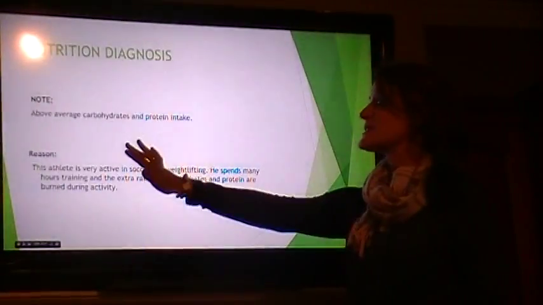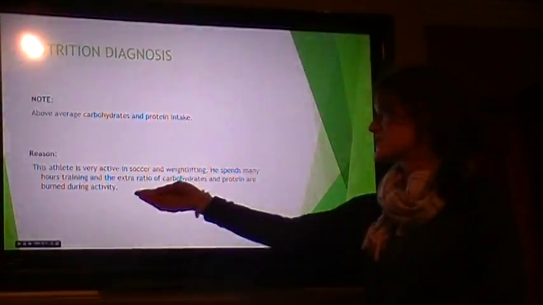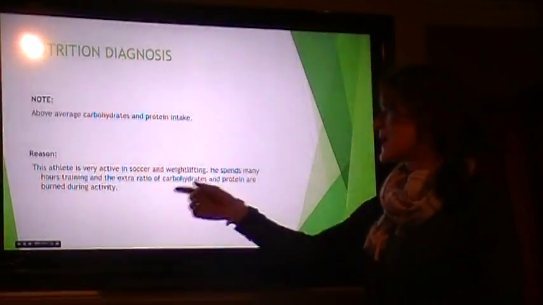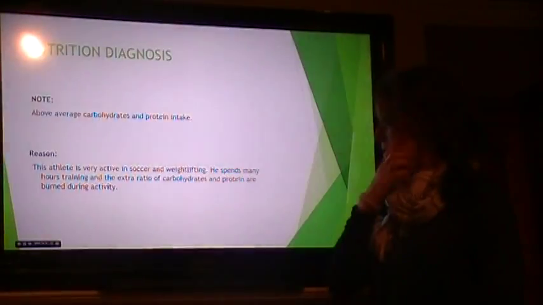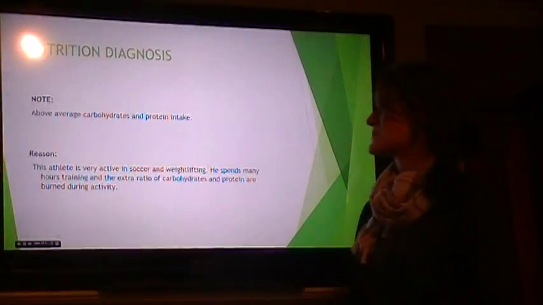One note is he was higher than the average on carbohydrates and protein intake, but this is due to his active lifestyle in soccer and weightlifting. And he spends so many hours in the extra activities that I'm not concerned with the extra ratio of carbs and protein at this time.